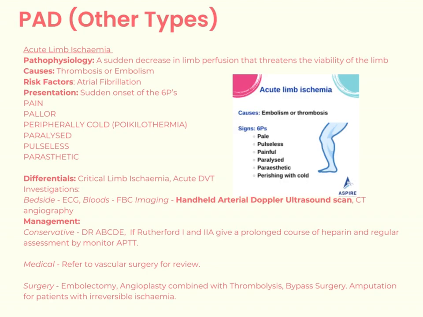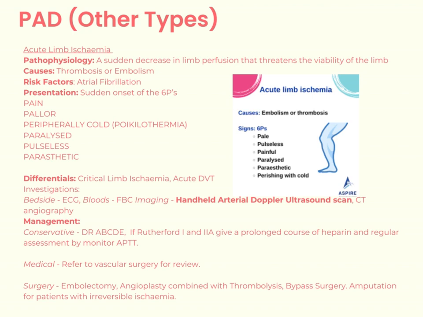Other subtypes of PAD include acute limb ischemia and critical limb ischemia. So when I think of acute limb ischemia, you're thinking about the 6 Ps: pale, pulseless, painful, paralyzed, paresthetic, and peripherally cold. And acute limb ischemia is essentially a sudden decrease in the limb perfusion, which causes these 6 Ps. And it's typically caused by thrombosis or embolism. So risk factors of clots can be atrial fibrillation.